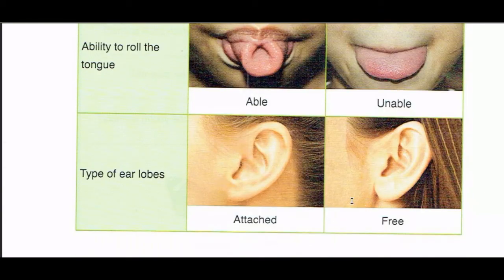Then we have here as an example attached ears. That means it doesn't have earlobes. This is the earlobe. The earlobe here is attached, and here is a free earlobe.